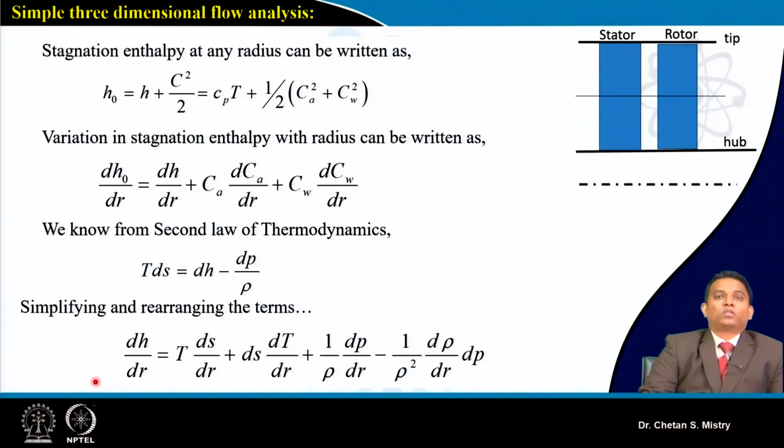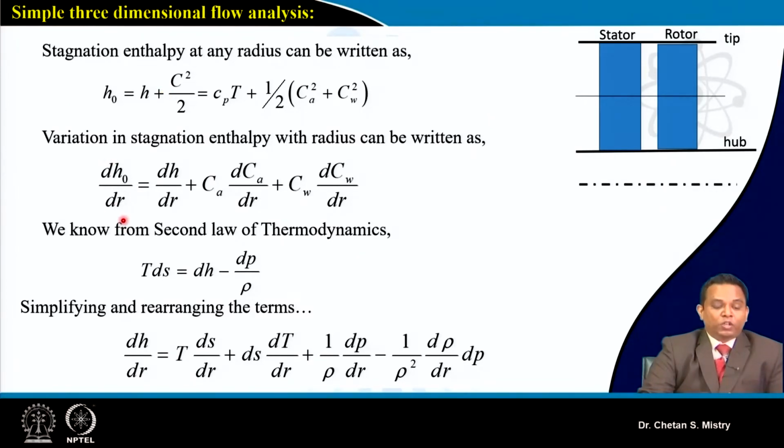Now let's try to understand what is happening with this particle when we are considering the analysis of flow. What we know is that the stagnation enthalpy at any radius can be written as h0 equal to h plus c square by 2, where c is the absolute velocity, and from our understanding of the velocity triangle I can write that in terms of axial velocity and tangential velocity.